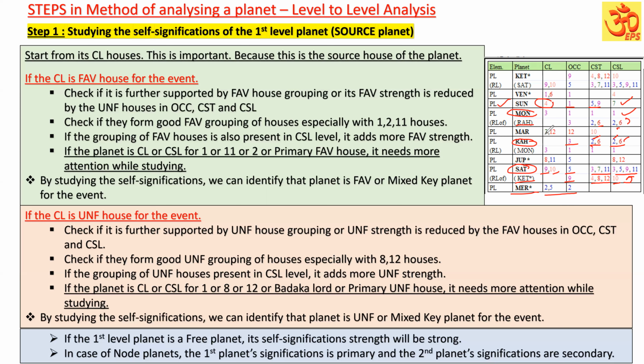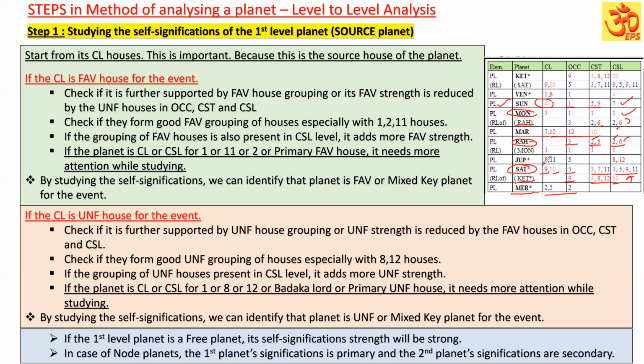In case of Mars, 7th lord, 12th lord occupying 12th house, in 12. So 12, 12, 12, 12, 12, 10, it is unfavorable grouping. 12th lord occupying 12th house and 12th, 10th star lord. Though it is 7th lord, it is having more unfavorable strength. So while we are studying the planet self-significations, whether favorable houses are strongly supported or unfavorable grouping are strongly supported, based on that, that planet can be favorable or mixed.